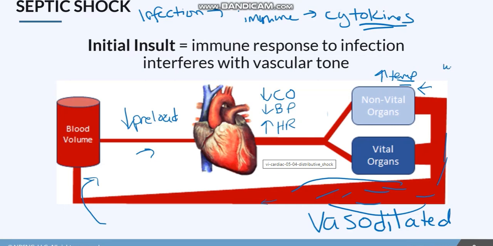So they're going to be warm, they might be flushed, and you might even have bounding pulses in the early stages. The other thing that we'll see is because of this reaction that's causing vasodilation, we can't get the compensatory vasoconstriction like we normally see. So instead of an increased SVR or an increased afterload, we're actually seeing a decreased SVR or a decreased afterload, okay? So it's a little different than the other shocks. Don't be fooled by the fact that they've got warm, flush skin and great pulses. They're still in big trouble.